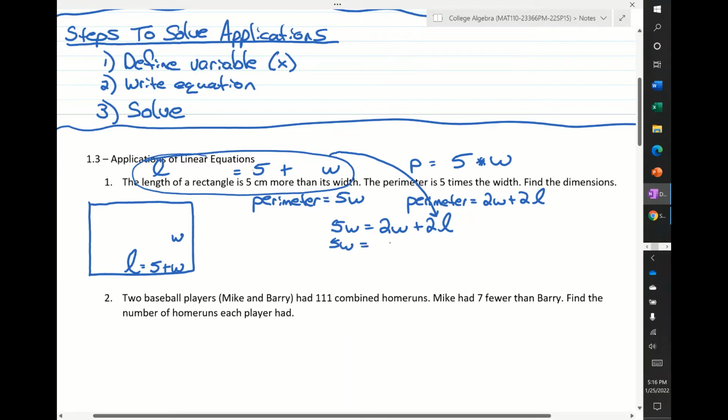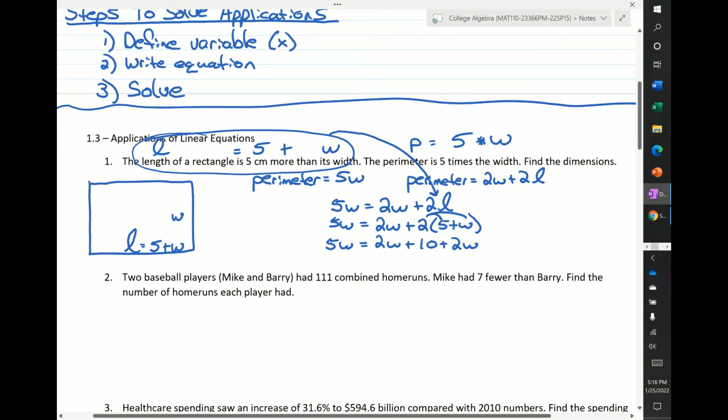We have 5W is equal to 2W plus 2 times L. Those 2 equations are equal. So we saw this in our last class. We can go ahead and distribute the 2. And 5W would equal 2W plus 10 plus 2W. Let's combine our like terms. 5W would equal 4W plus 10.